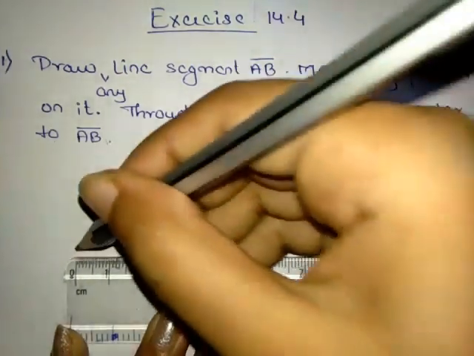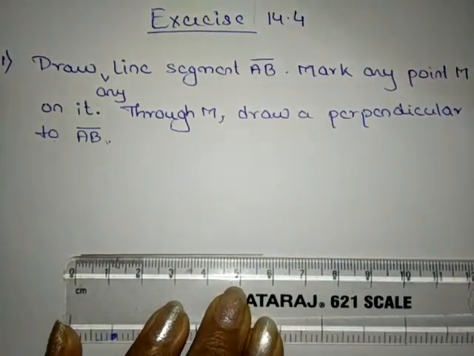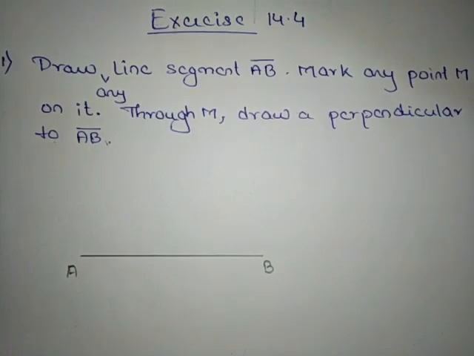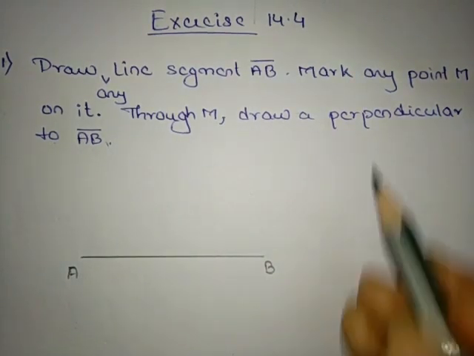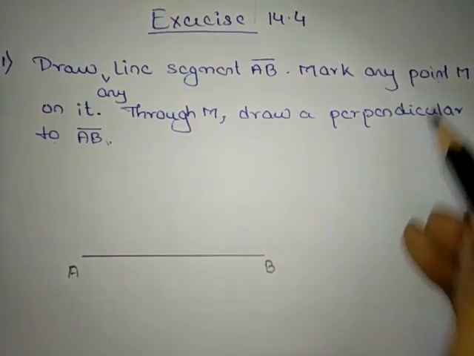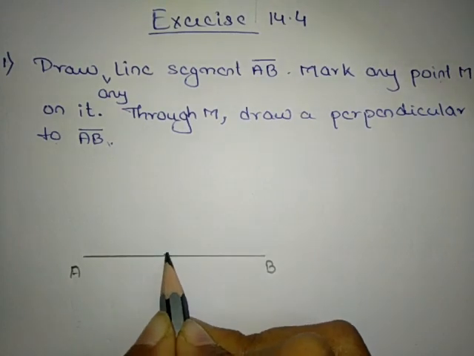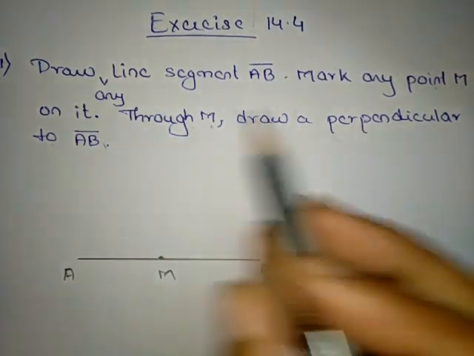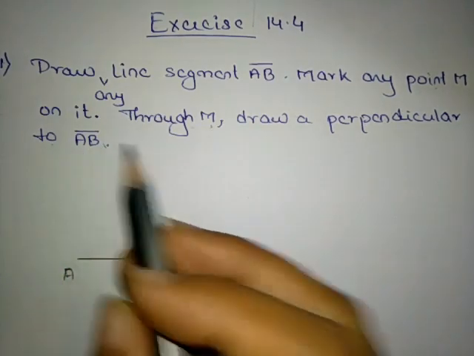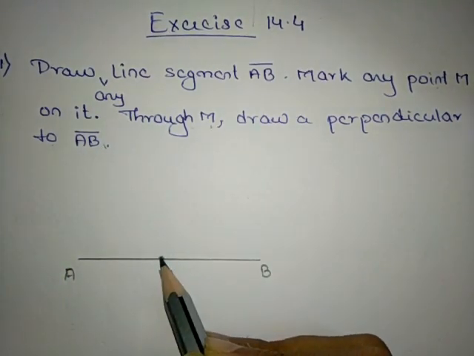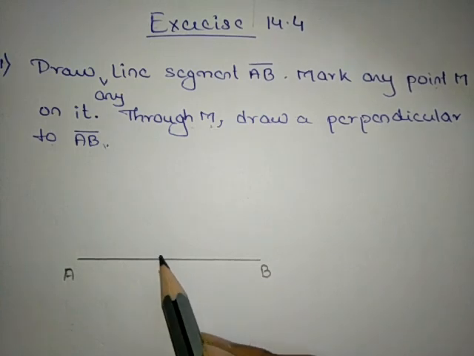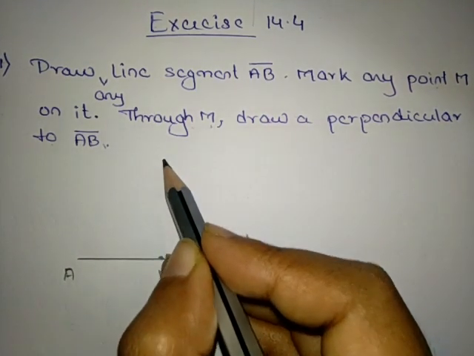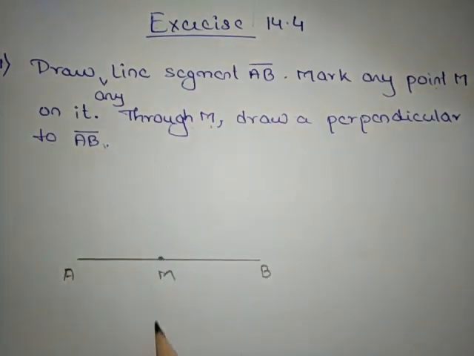I will take some length. Okay, I will call this line segment AB now. Now we'll mark a point M on it. Through M, draw a perpendicular to AB. We should draw a perpendicular line through the point M to the line AB, which should be drawn like this now.